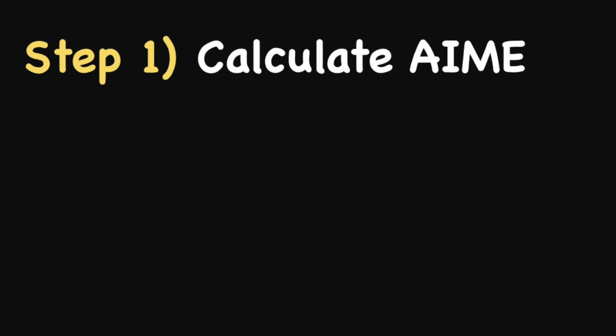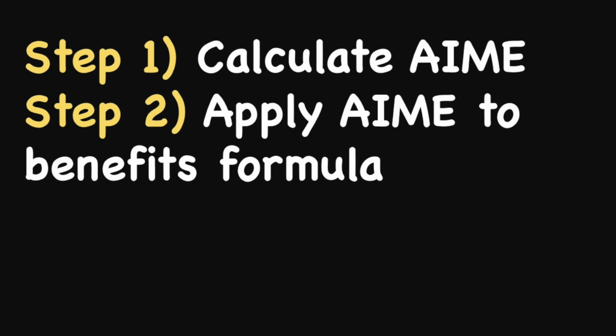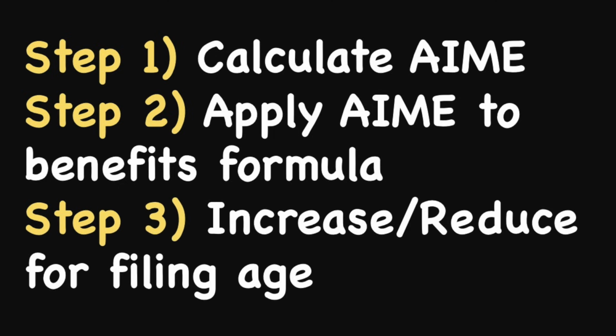So to do this calculation, there are only 3 steps, but there are some sub-steps within each of those. So first, you'll need to find your averaged index monthly earnings, or we'll use the acronym AIM for this. Then you apply that AIM to the benefit formula, and then you adjust it for your filing age. And don't worry, I'm going to walk you carefully through each step, so it's going to be very clear. And also, don't hesitate to hit pause while you're compiling some of this information or just completing one of the calculations that we discuss. So let's jump in with calculating your AIM.